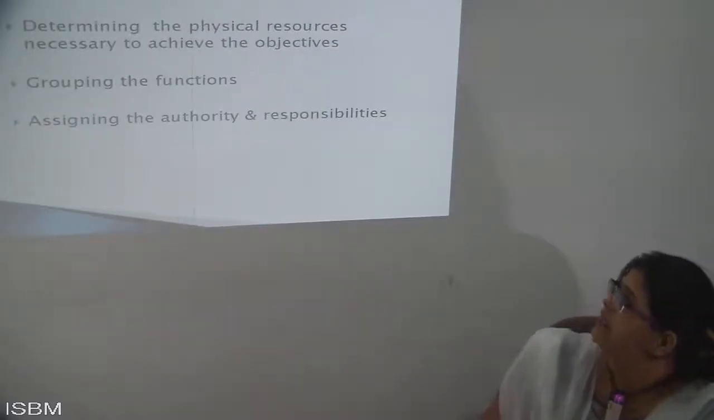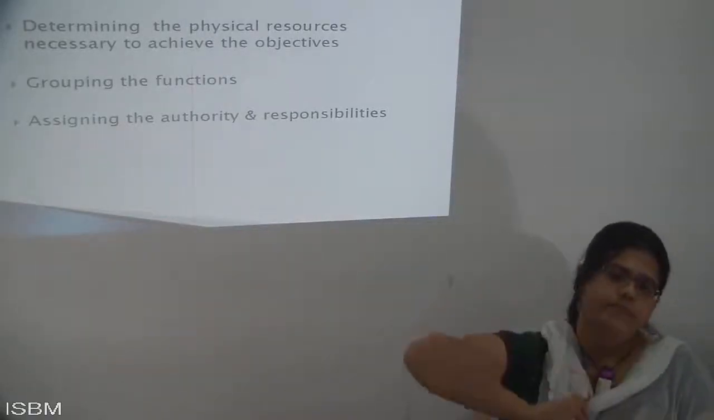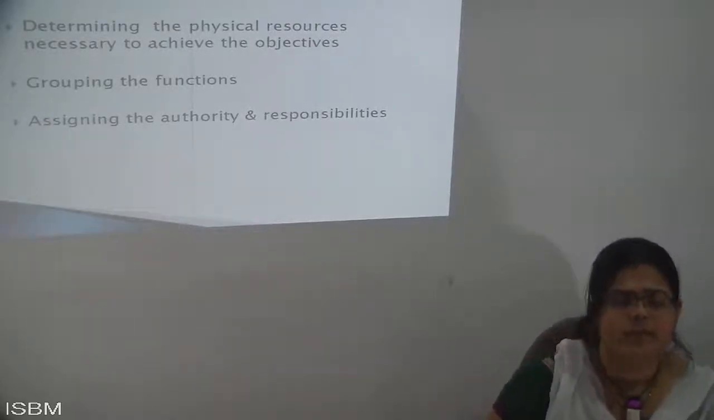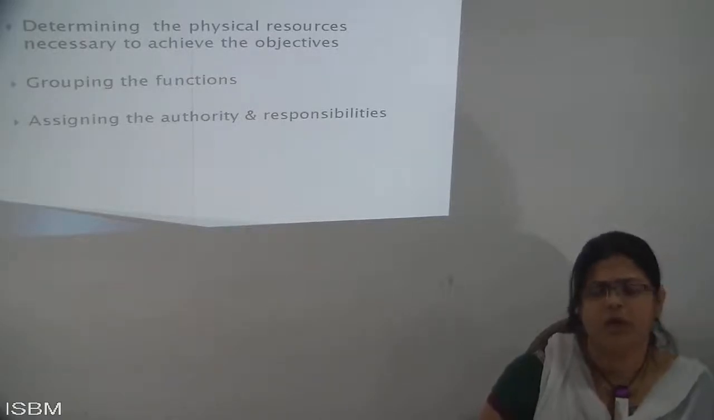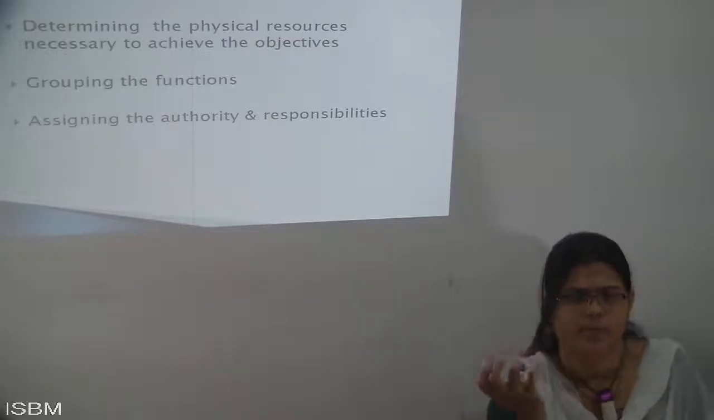Next, determining the physical resources necessary to achieve the objectives. Physical resources means you require material, manpower, each and everything. Because if you have the resources properly, then finally you can complete your objectives by proper means.